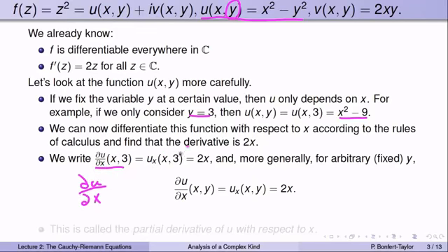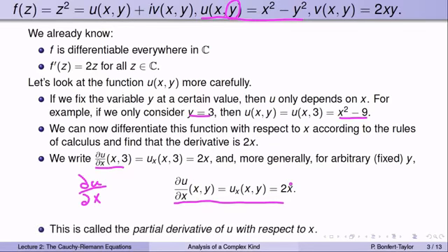So that was 2x. More generally, if I plug in a different value for y, for example 4, then u of x and 4 would be x squared minus 16. The derivative is still 2x. And you notice, no matter what value of y I plug in, as long as I fix it, the derivative of u with respect to x is going to be 2x. And so we write more generally du dx of x and y, or ux of x and y, is 2x. And again, this is called the partial derivative of u with respect to x.